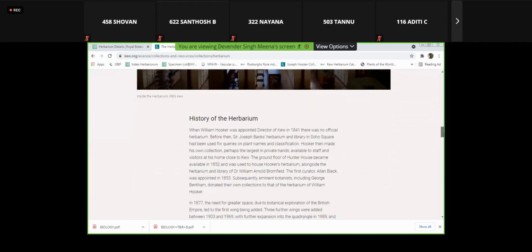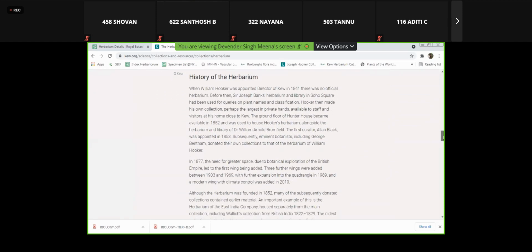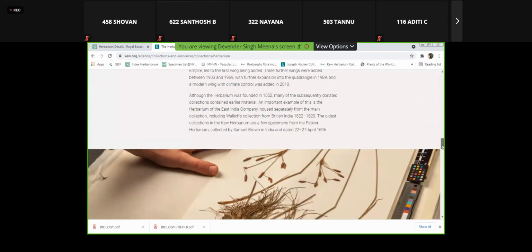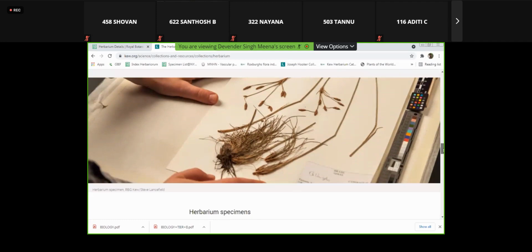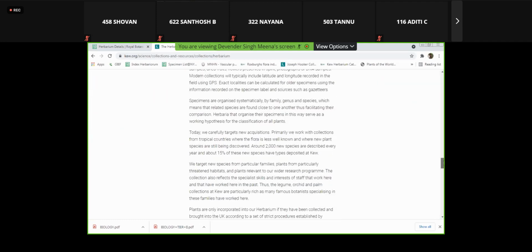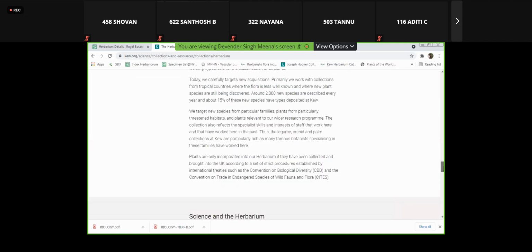All right, so you can read the history of herbarium, and it is also in your syllabus of second year, I believe, when you learn the techniques or basically the herbarium sections. So these are the herbarium specimens. Okay, so let's see how we can explore the herbarium specimens.